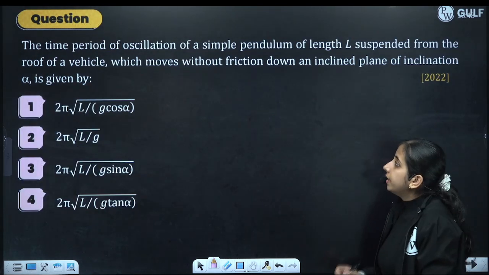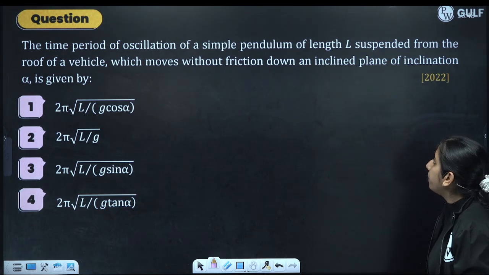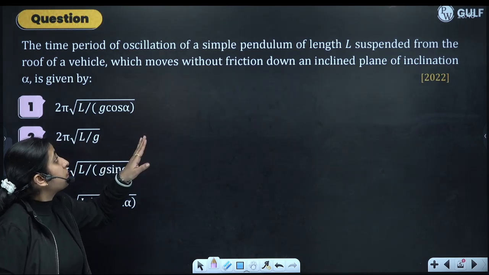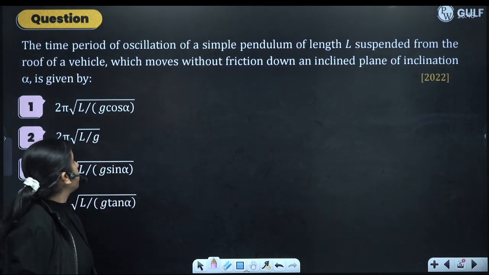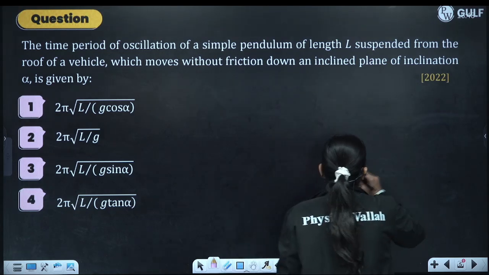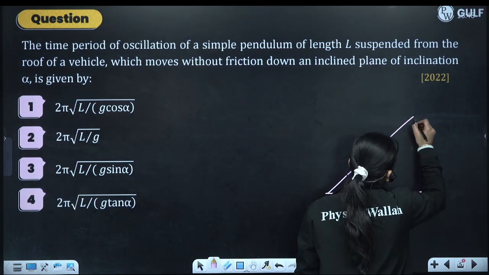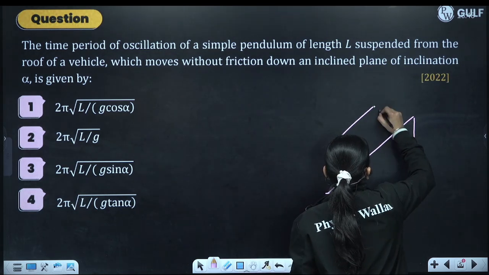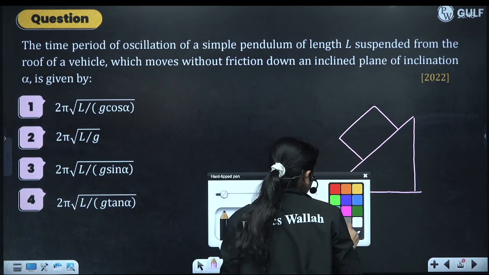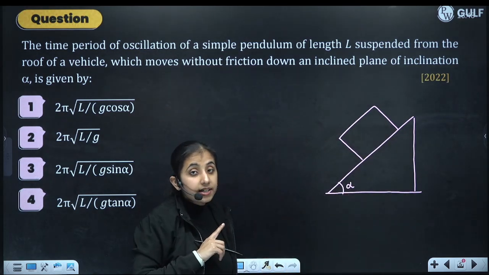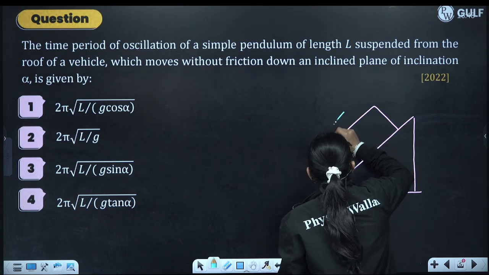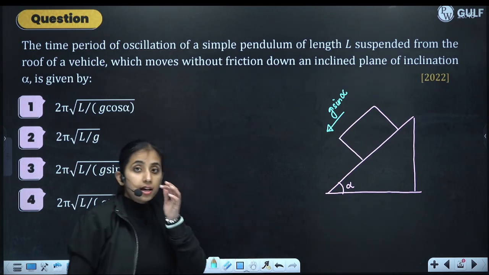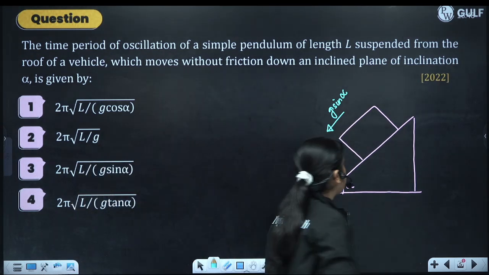See next question. The time period of oscillation of a simple pendulum of length L suspended from the roof of a vehicle which moves without friction down an inclined plane of inclination alpha is given by. If we have an inclined plane of inclination alpha and a vehicle, because they have said it is frictionless, then this vehicle will slide down with an acceleration g sin alpha.